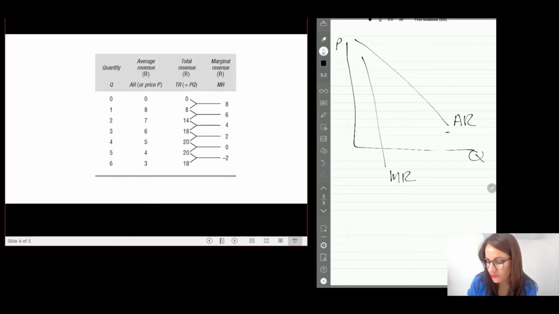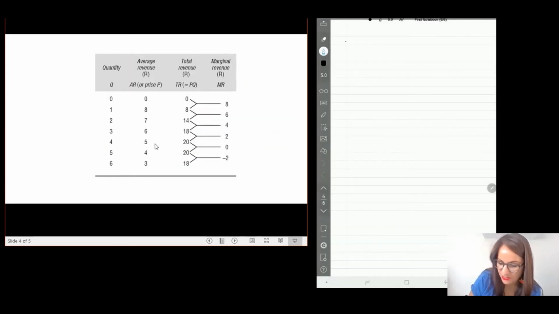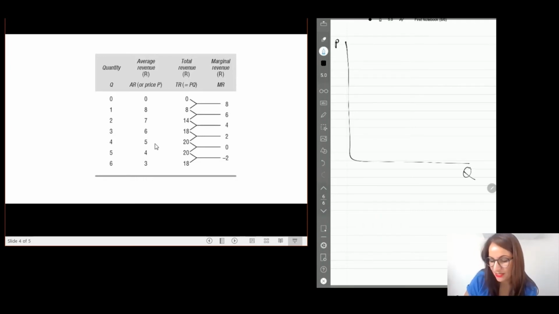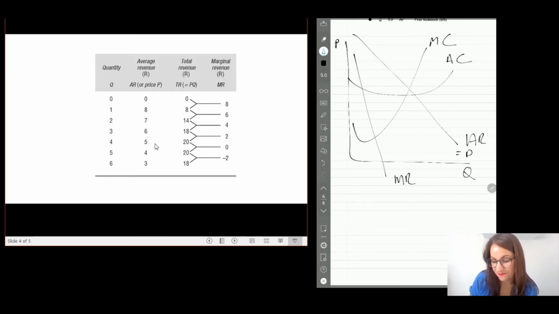Your average revenue is also your demand curve. So that is the demand curve. It's downward sloping. It's not horizontal like a perfectly competitive firm. So now we can get to the long run position of a monopoly. A monopoly making an economic profit looks something like this. You have your marginal revenue curve, your average revenue curve, which is your demand curve, and your marginal cost curve as well, and then you have your cost curve.